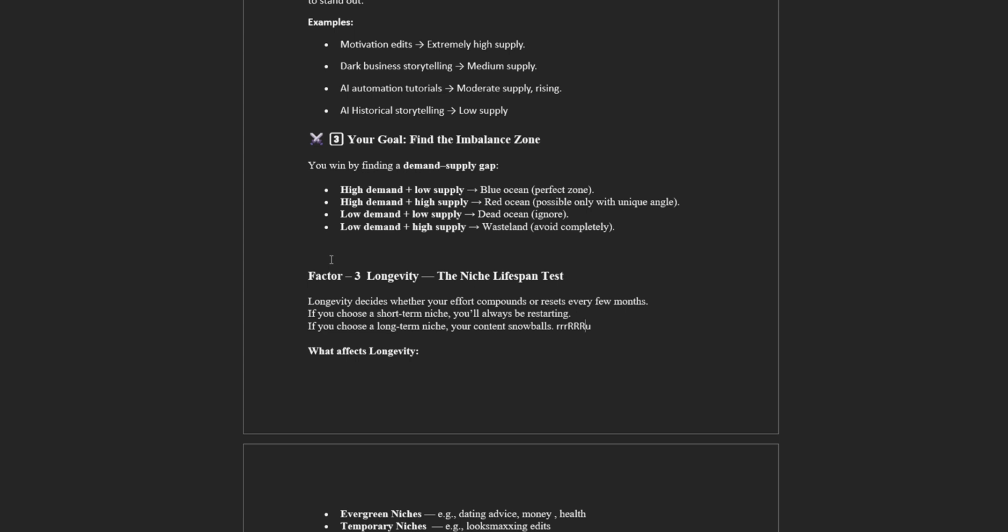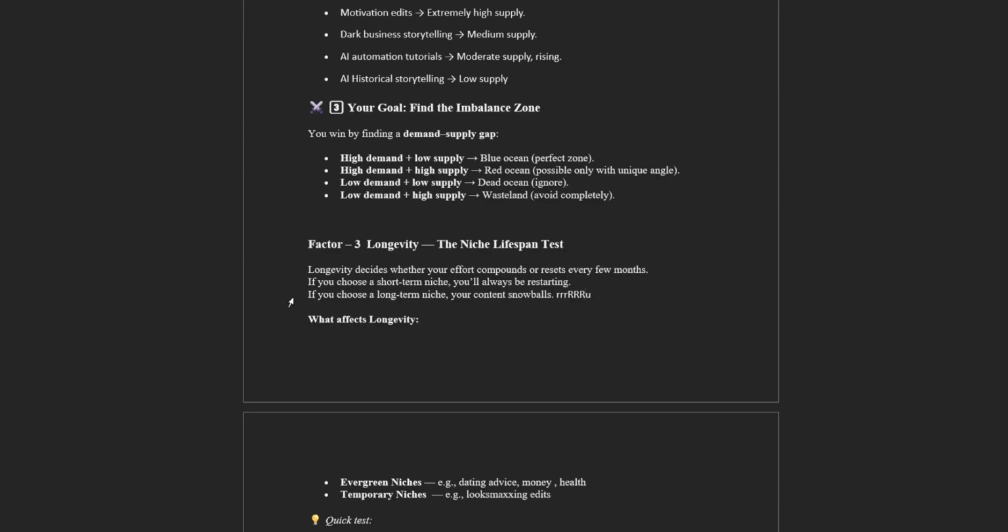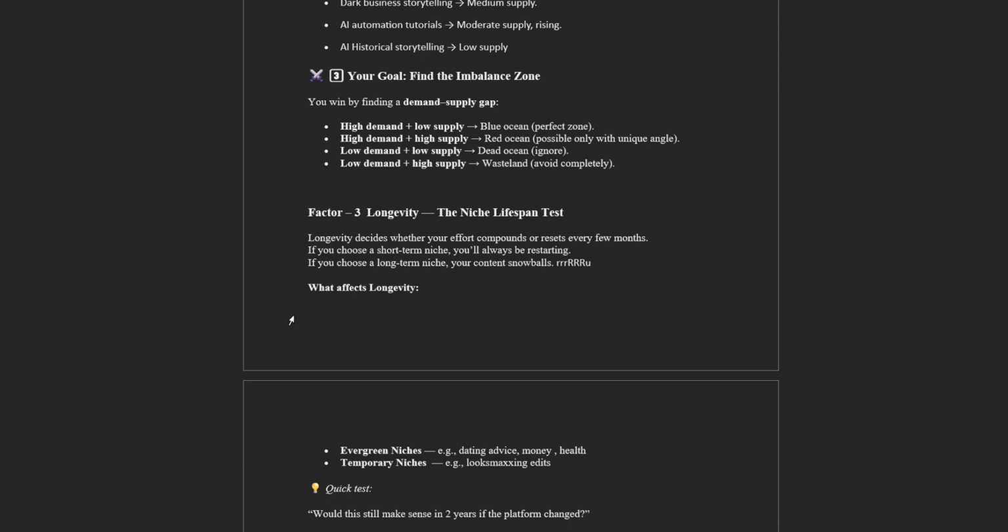Now, let's discuss the third factor which comes into play, which is the longevity of the niche. How long will the niche last? Longevity decides whether your effort compounds or resets every few months. If you choose a short-term niche, you will always be restarting. But if you choose a long-term niche, your content will snowball.